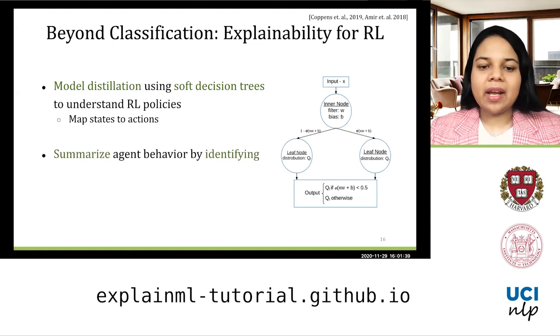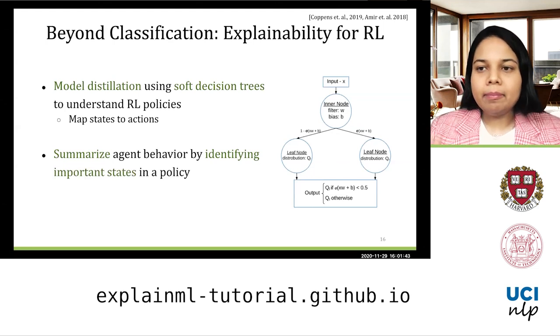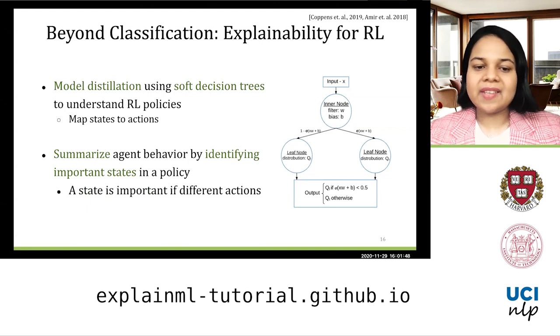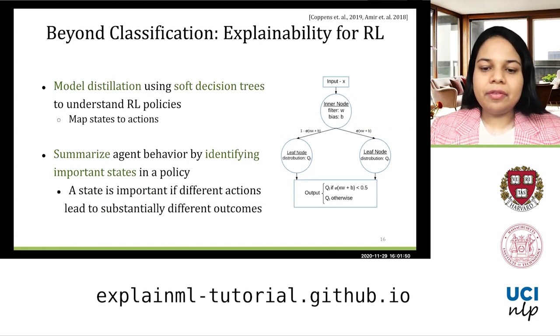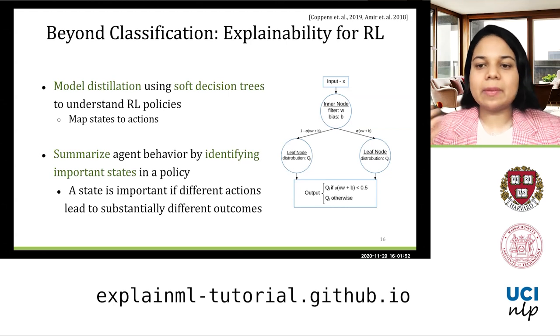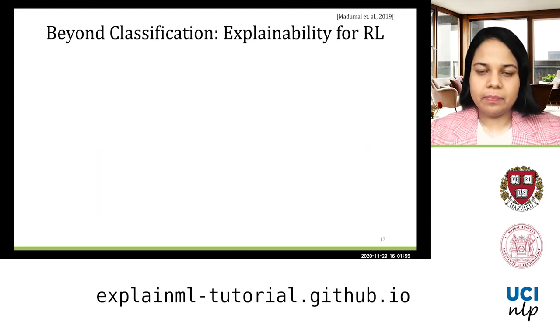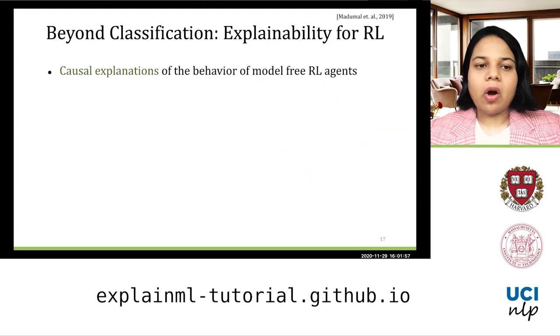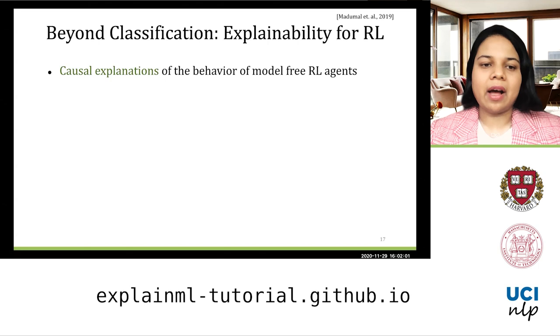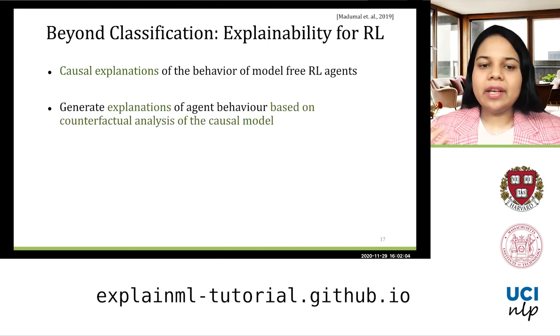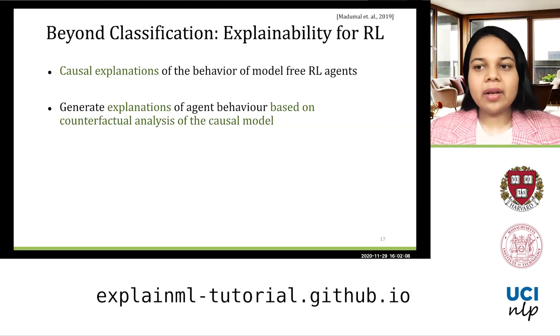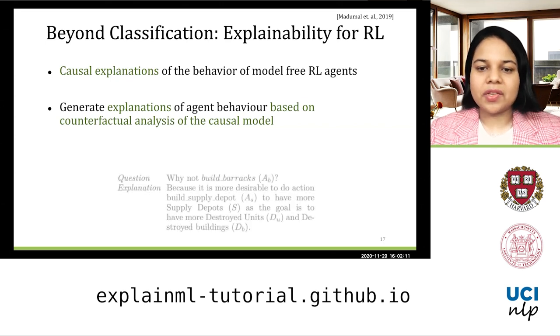Similarly, there has been another work which summarizes agent behavior by identifying important states in a policy. And a state, according to this work, is considered important if different actions from that state lead to substantially different outcomes. There is also some work on causal explanations to understand the behavior of model-free RL agents. The idea here is to generate explanations of agent behavior based on counterfactual analysis of the causal model.